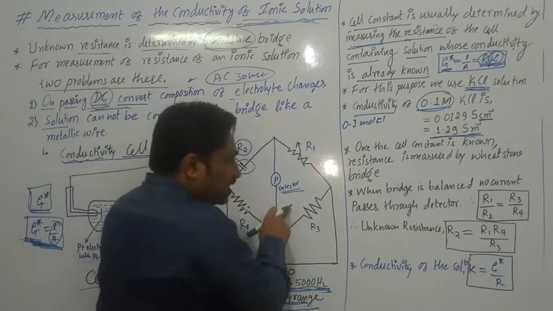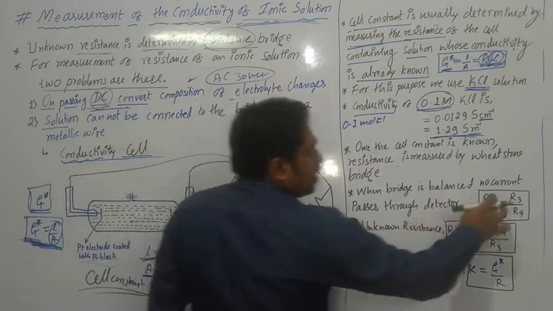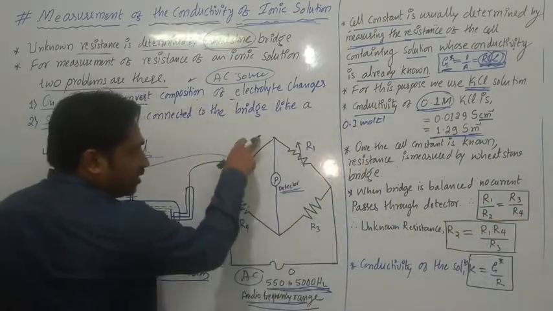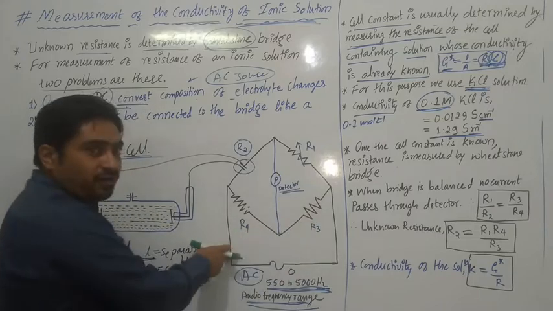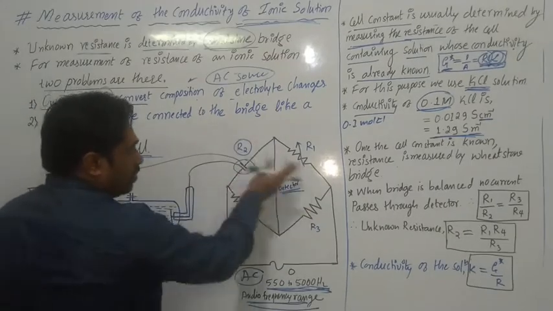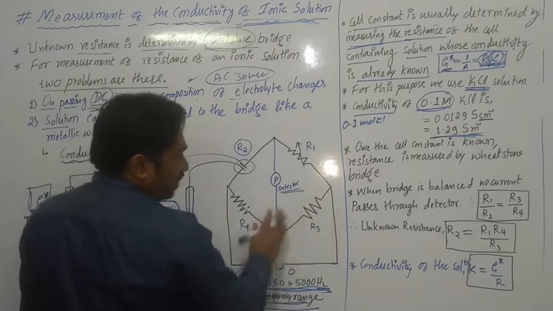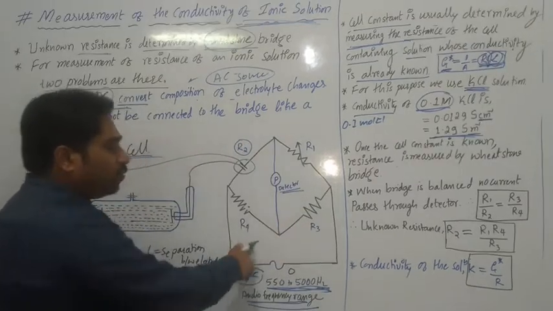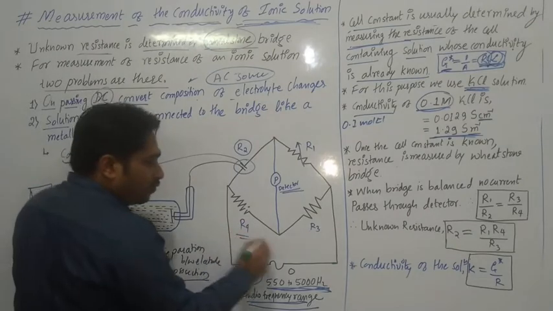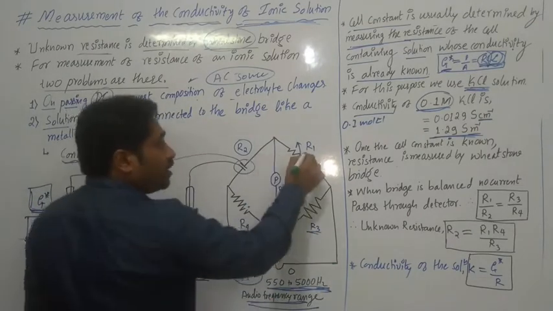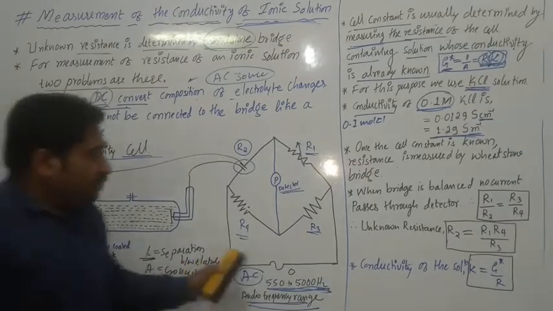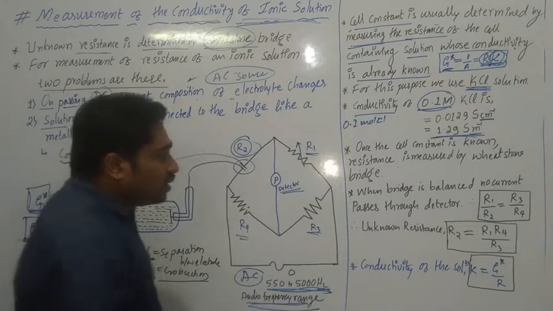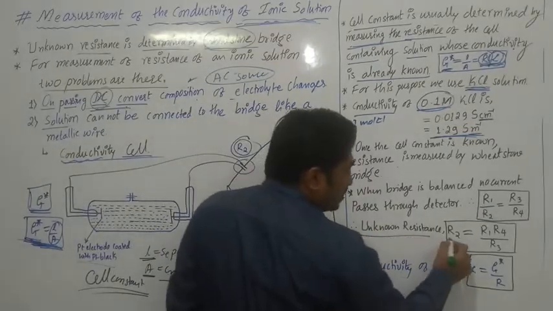If the Wheatstone bridge is balanced, then what happens? R1 by R2 is equal to R3 by R4. This half part is balanced by another half part, the ratio of R1 by R2 is equal to R3 by R4. So I know the value of R4, I know the value of R3, and also I know the value of R1. If three values are given, it is easy to calculate the fourth one. So I can calculate unknown resistance R2.